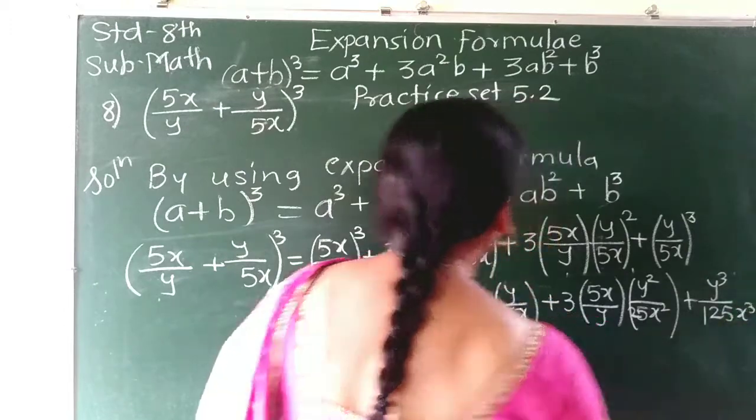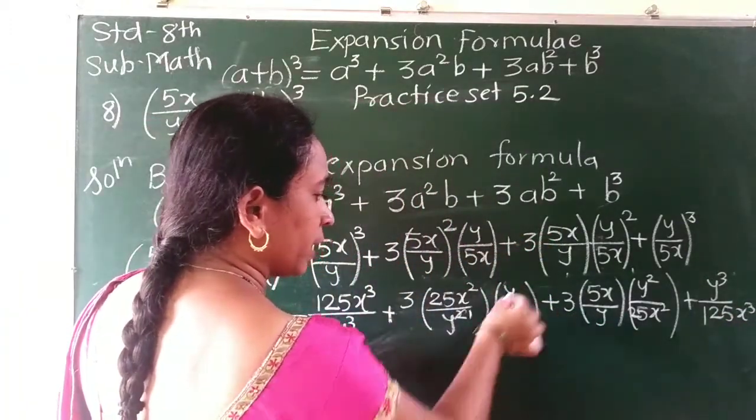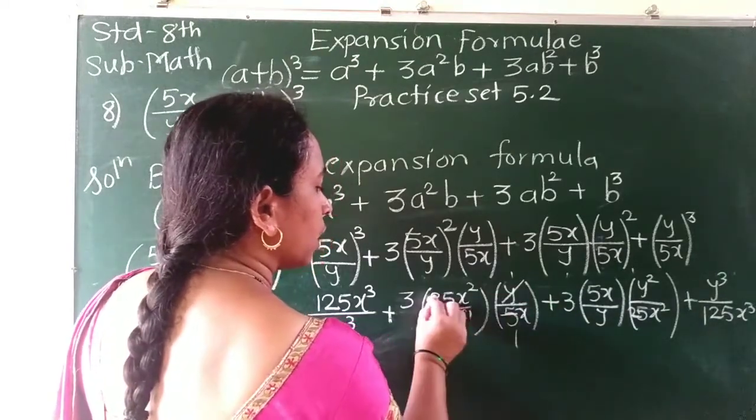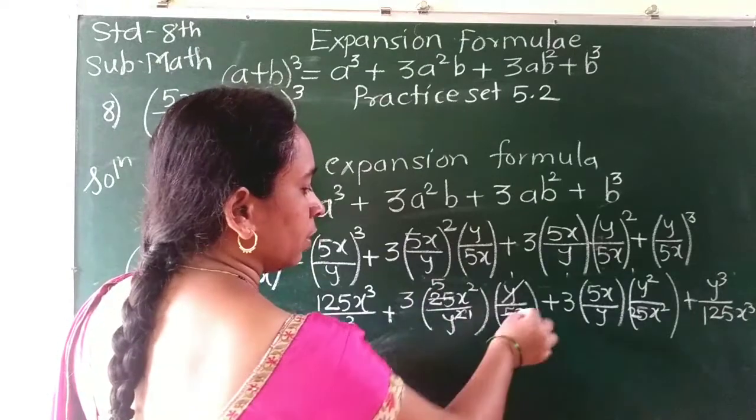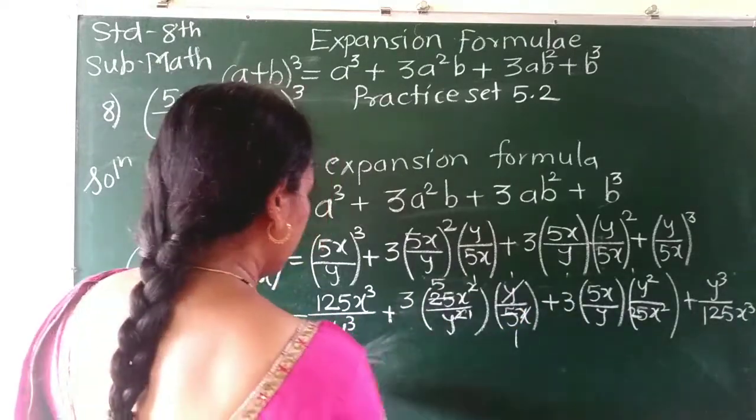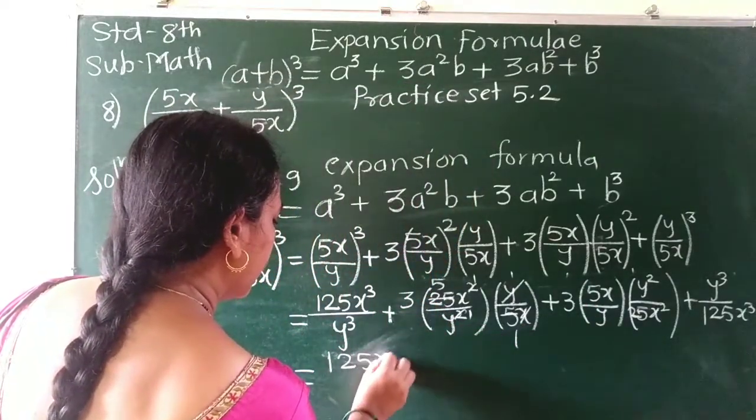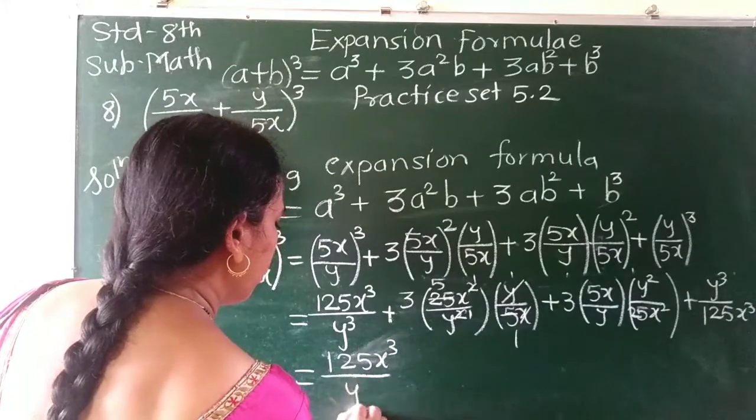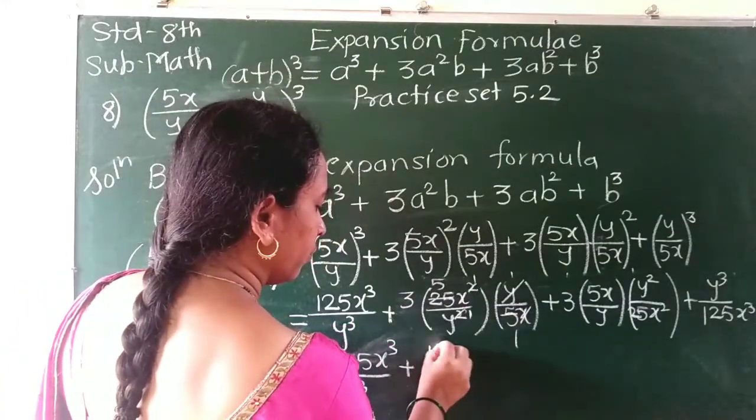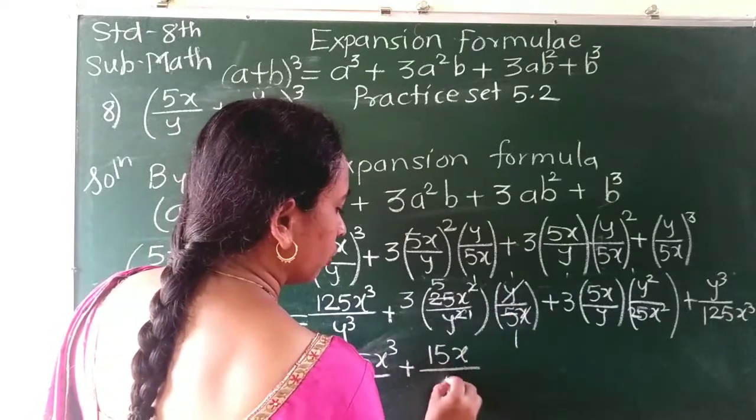Here a few terms will be cancelled. y square, among this 1 y will be cancelled. Here 1 y will be left. 5 ones are 5, 5 5's are 25. This x will be cancelled with this and 1 x will be left. So here 125 x cube upon y cube. Here 5 3's are 15. Among this x will be left and here down y.